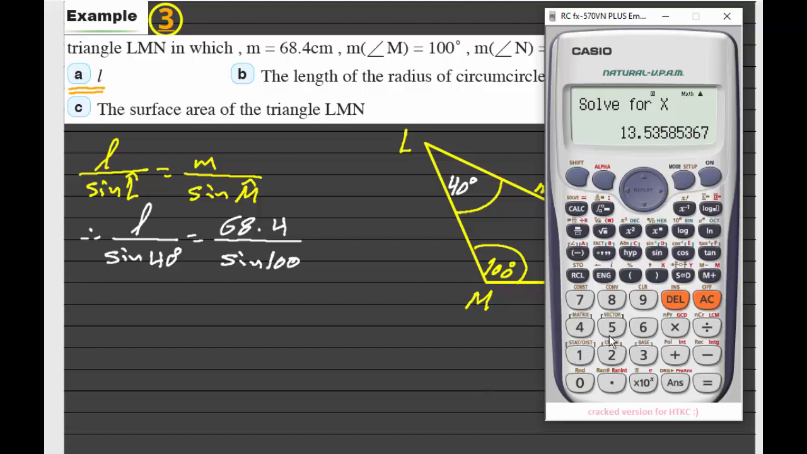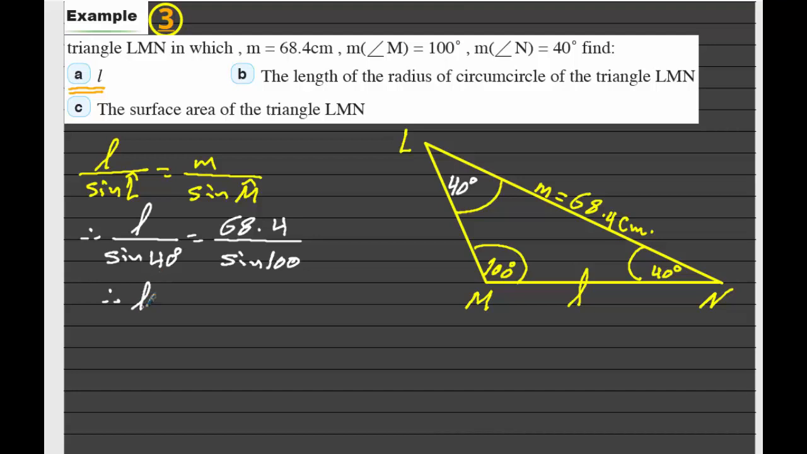Shift calc equals 44.6. So L equals 44.6 centimeters. Now part B.